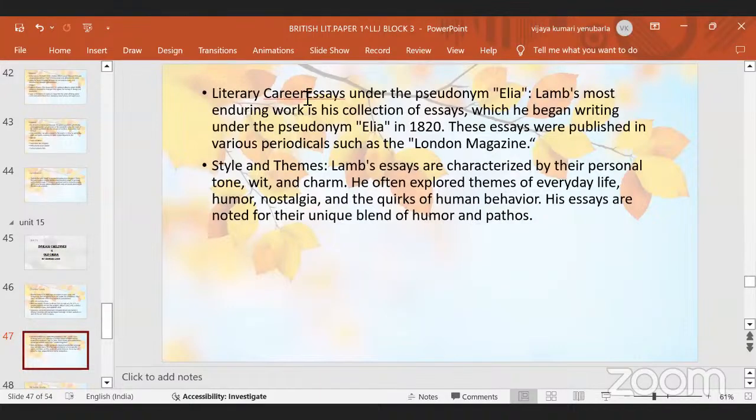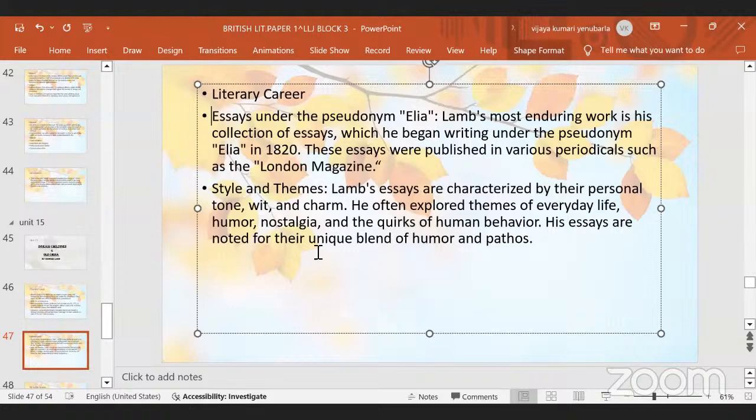Literary career, essays under the pseudonym Elia. Lamb's most enduring work is his collection of essays, which he began writing under the pseudonym Elia in 1820. There are some collections of essays which are very popular. They are called Essays of Elia. These essays were published in various periodicals such as London Magazine. They were also published in magazines.